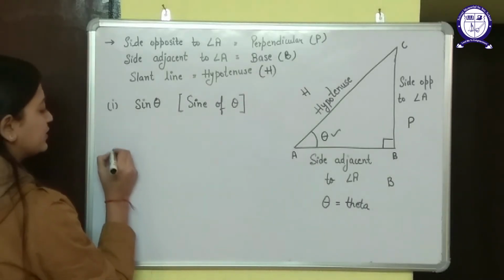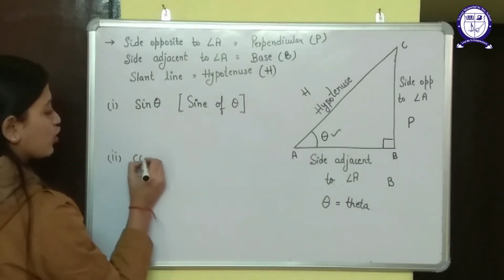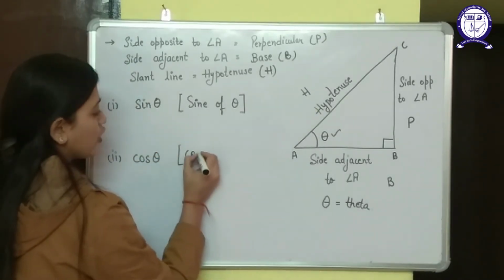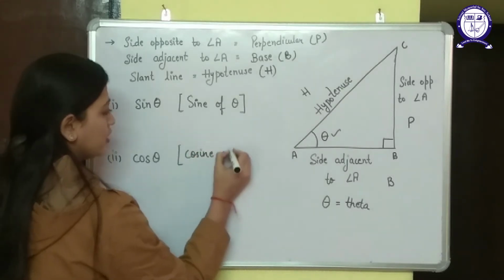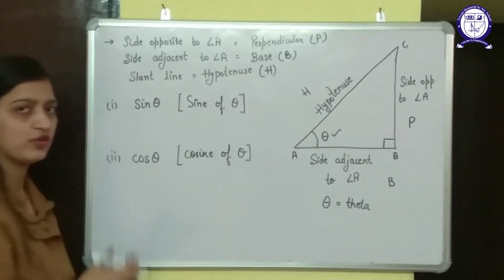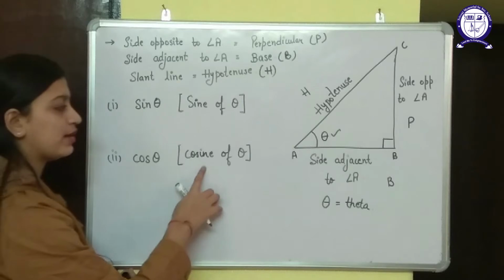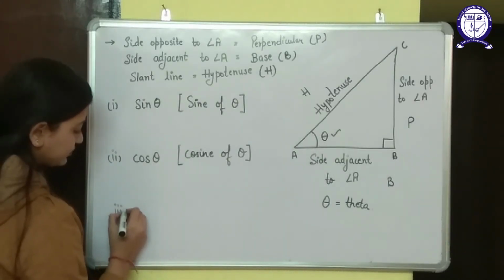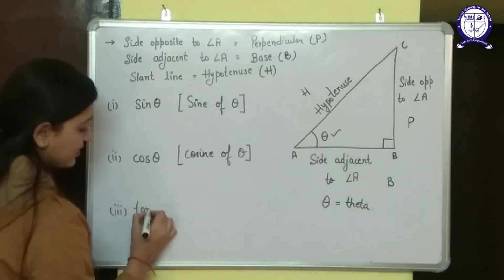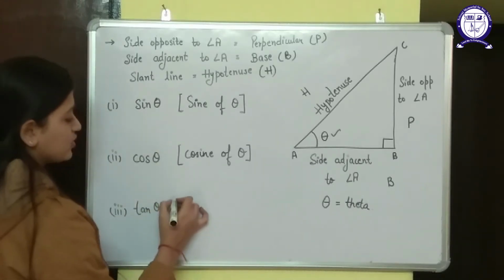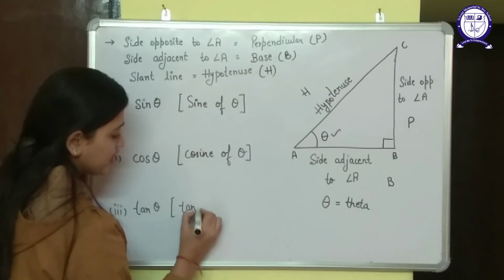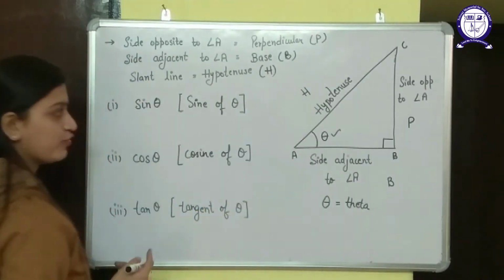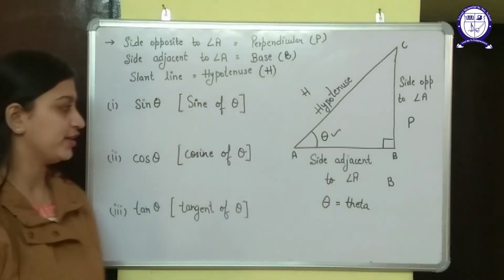Now the second is cos theta. Cos theta means cosine of theta. These are the full names of these trigonometric ratios. Cos theta means cosine of theta. Now the third is tan theta. The full name is tangent of theta.